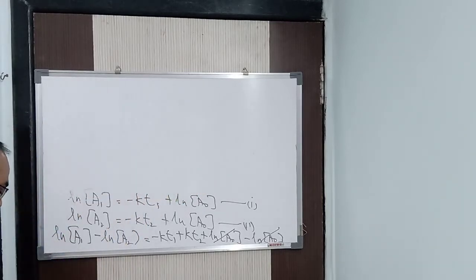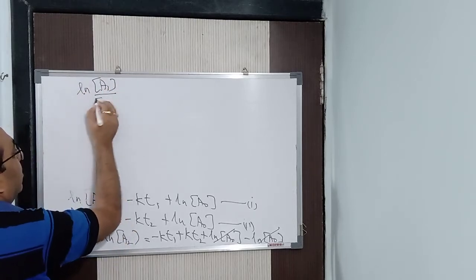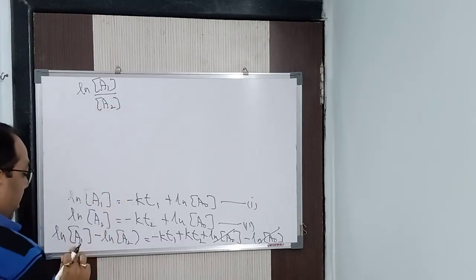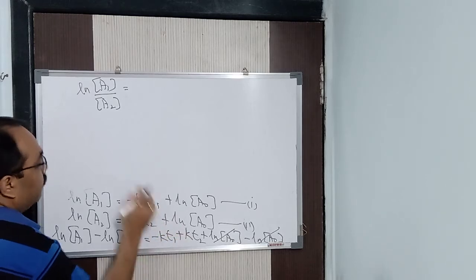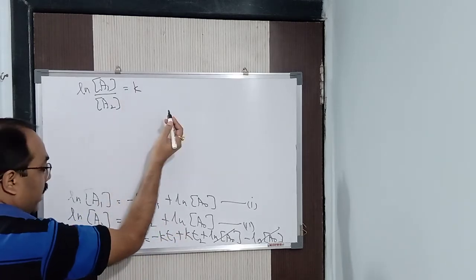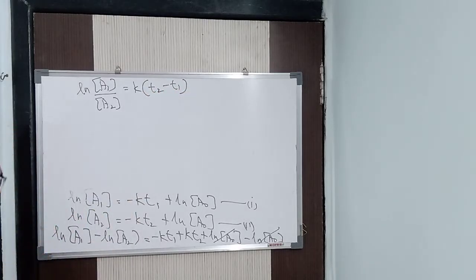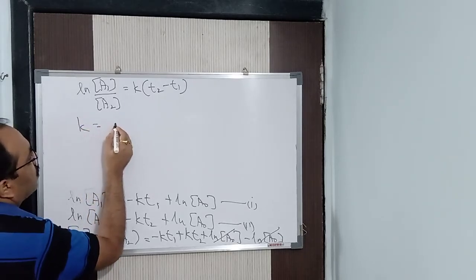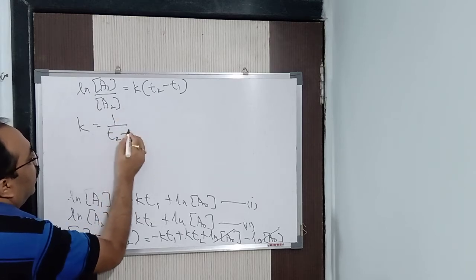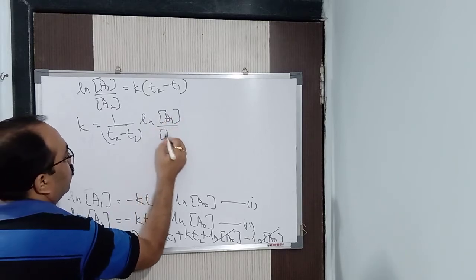So see, log A minus log B is what? Nothing but log A by B. Log A minus log B is log A by B. Now here let me take positive first, that is KT2 minus KT1. So K goes common, T2 minus T1. Alright, K goes common, T2 minus T1. So K is equal to how much? 1 by T2 minus T1 ln A1 by A2.